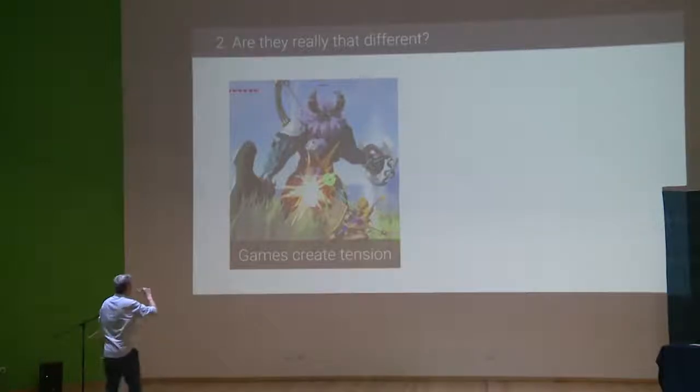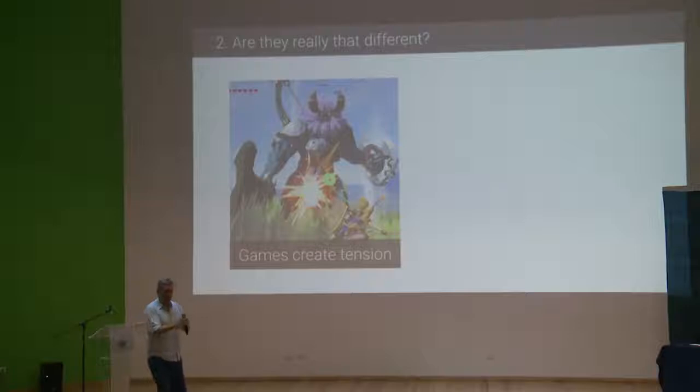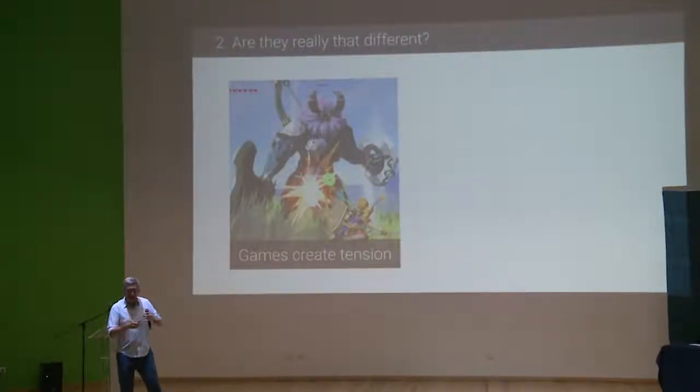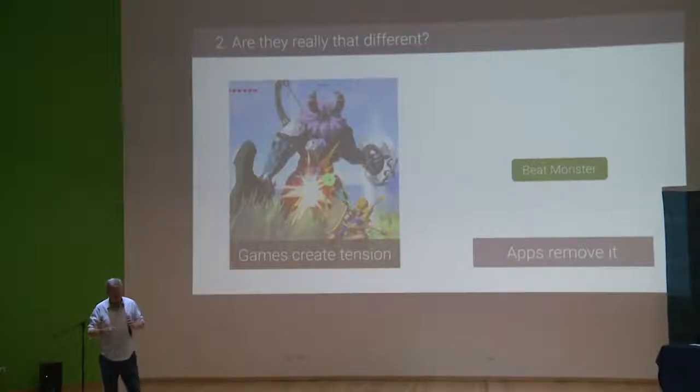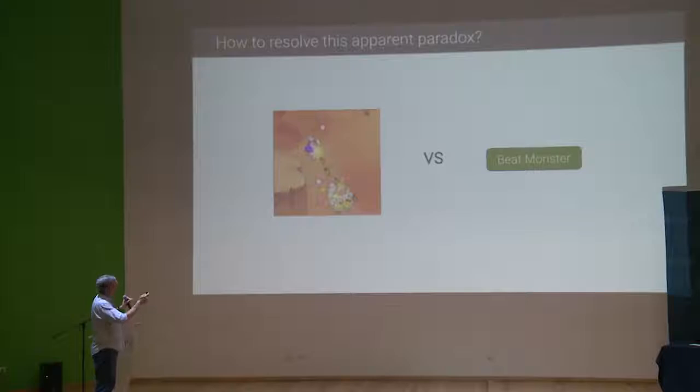But anyway, games create tension, right? You don't walk up to the monster and just go, boop. No, you have to really work hard at it. You might die. And yet, if you were to ask a UX designer, how would you create a user interface to kill a monster? Well, the really good UX designer would give you one button, beat monster, right? That's what UX does. UX removes all the tension, removes all the problems. It makes it very, very simple. So I'm like, there seems to be a paradox here. How do we figure this out?